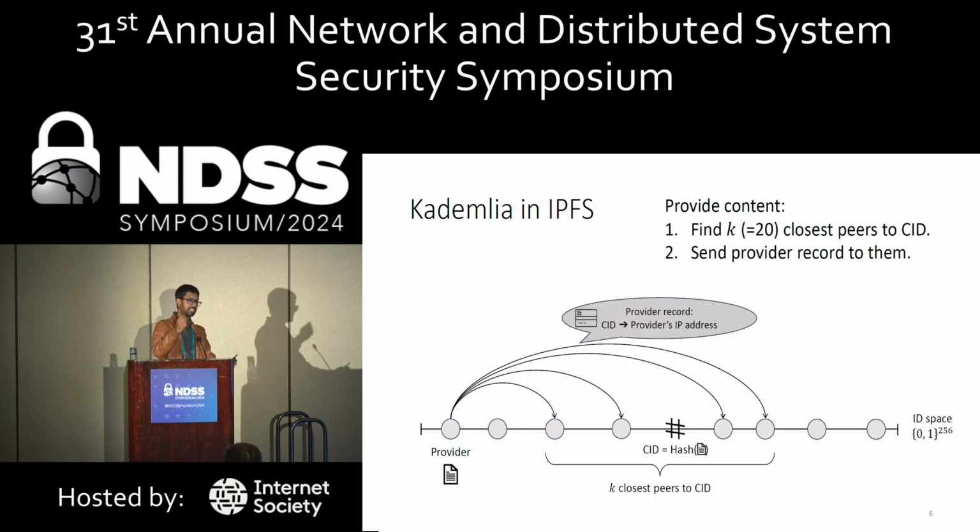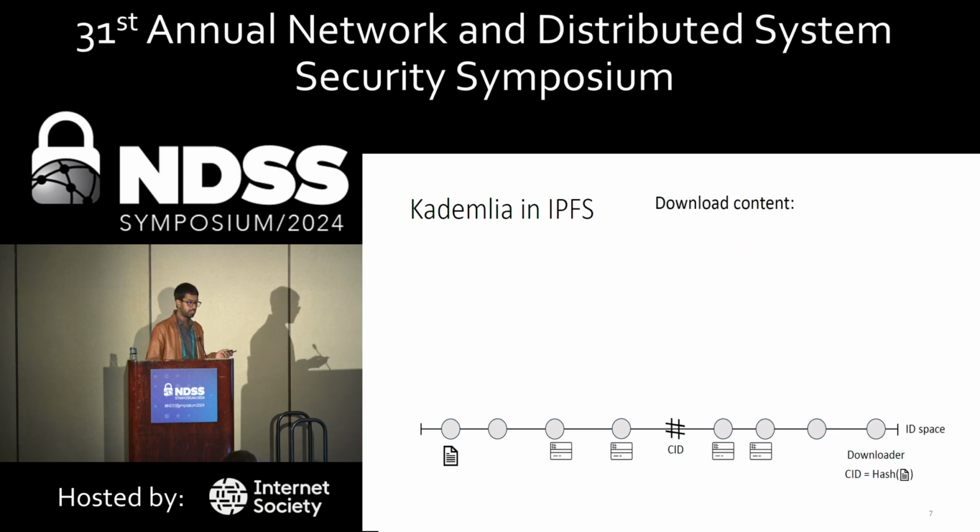The provider sends something called the provider record to these k closest peers. The provider record is nothing but a record that contains the content ID and the provider's IP address. And these k closest peers store the provider record.